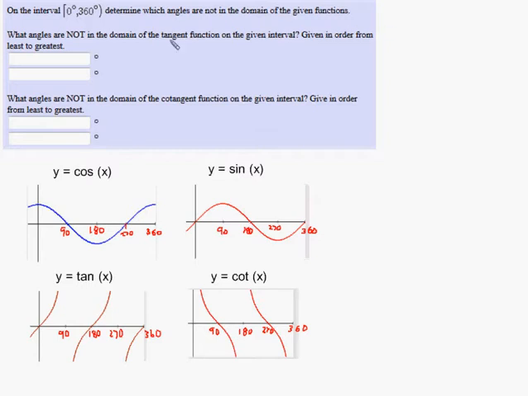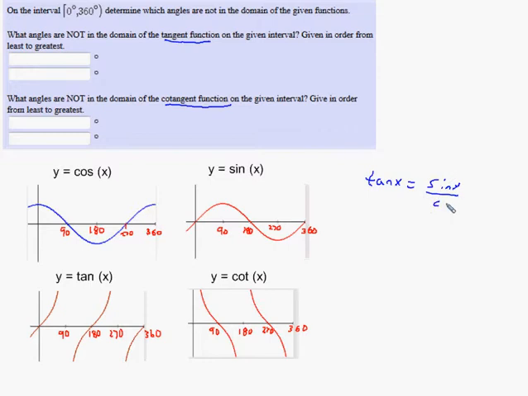In this problem, we're asked to investigate the tangent function and the cotangent function and give angles that are not in the domain from the interval from 0 to 360 degrees. So first let me start with the tangent function. The tangent function can be written as, or defined as, the sine of x over the cosine of x.